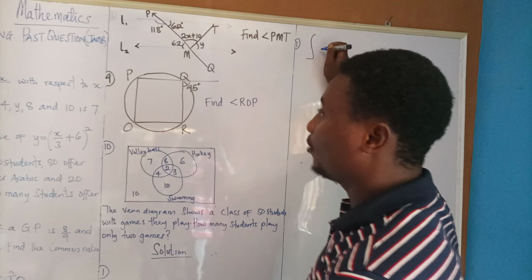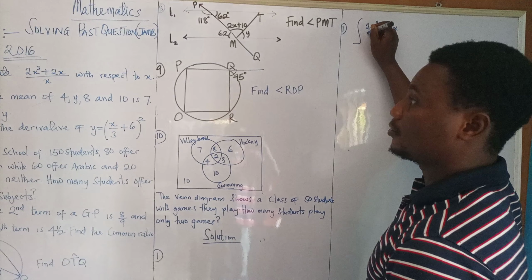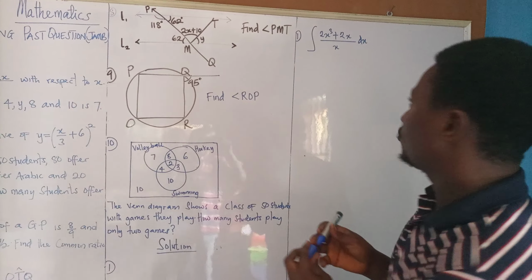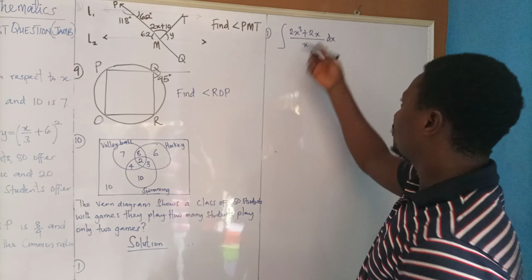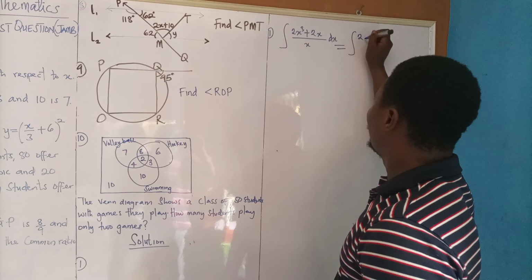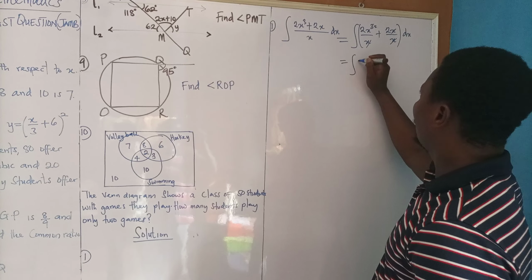So we have the integral of (2x cubed plus 2x) all over x, with respect to x. So this is what we want to simplify. The first thing we can do is say this is the same thing as 2x cubed over x plus 2x over x. So x cubed over x gives us x squared, the x has cancelled. So we have the integral of 2x squared plus 2 with respect to x.